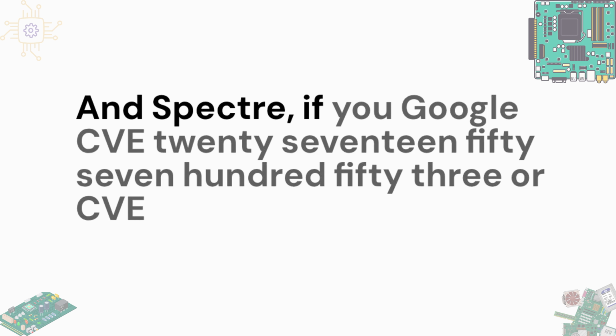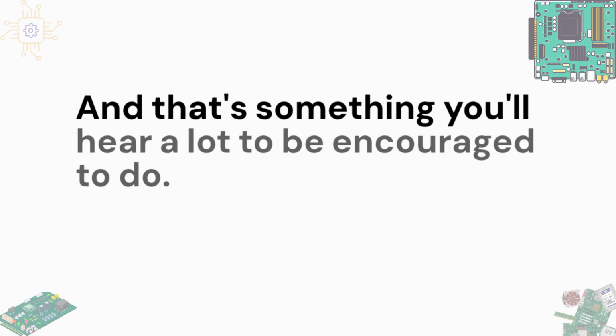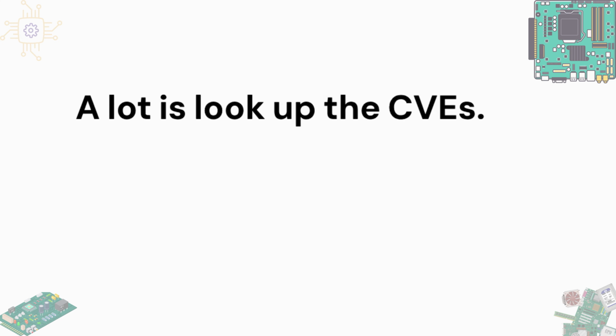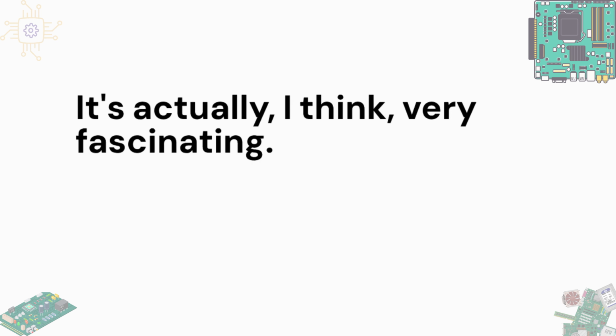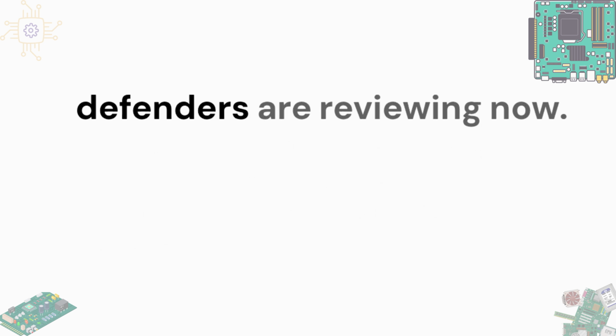And Spectre, if you Google CVE-2017-5753 or CVE-2017-5715, you can get more details. That's something you'll hear a lot, to be encouraged to look up the CVEs. It's actually, I think, very fascinating. Sometimes it's hard to read through them all, but it's a fabulous amount of information that both attackers and defenders are reviewing.